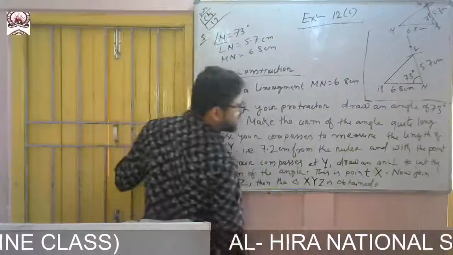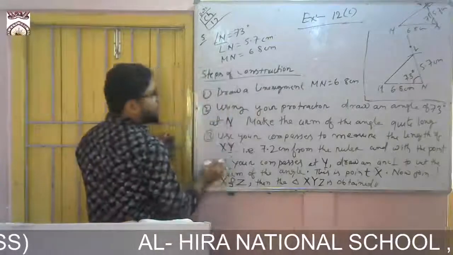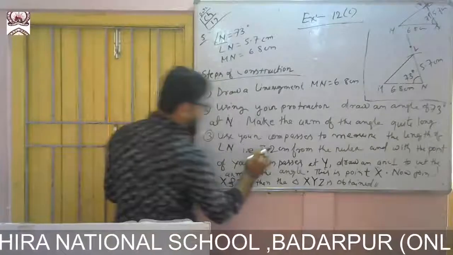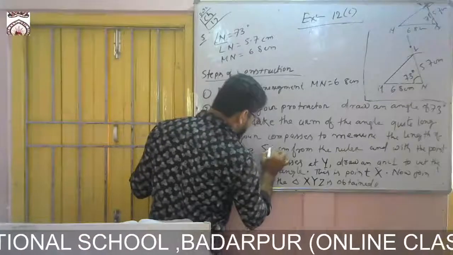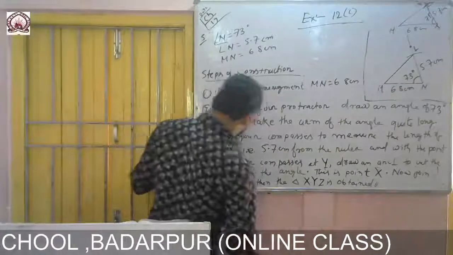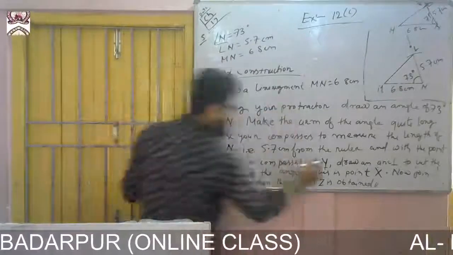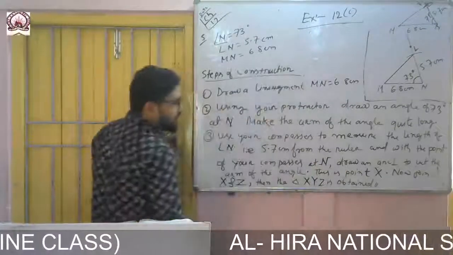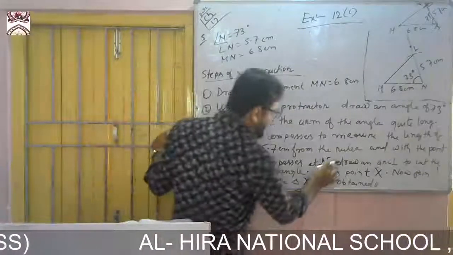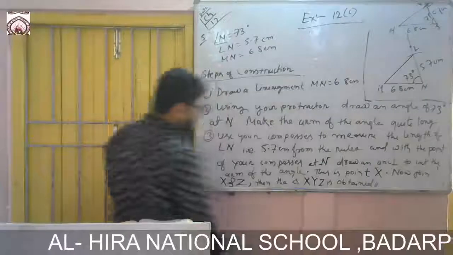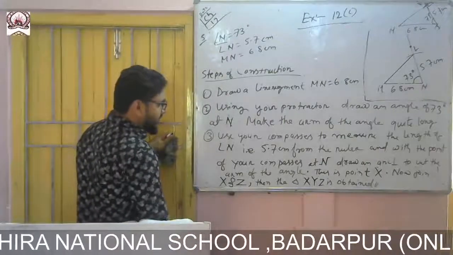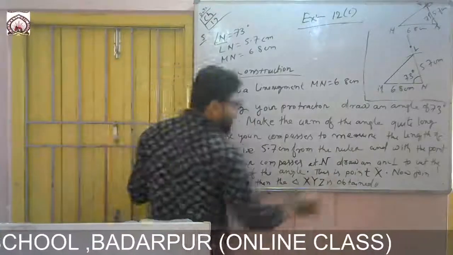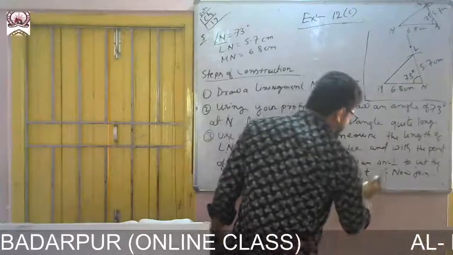Use your compass to measure the length of LN. LN equals 5.7 centimeter from the ruler. With the point of your compass at N, draw an arc to cut the arm of the angle. This is the point L.